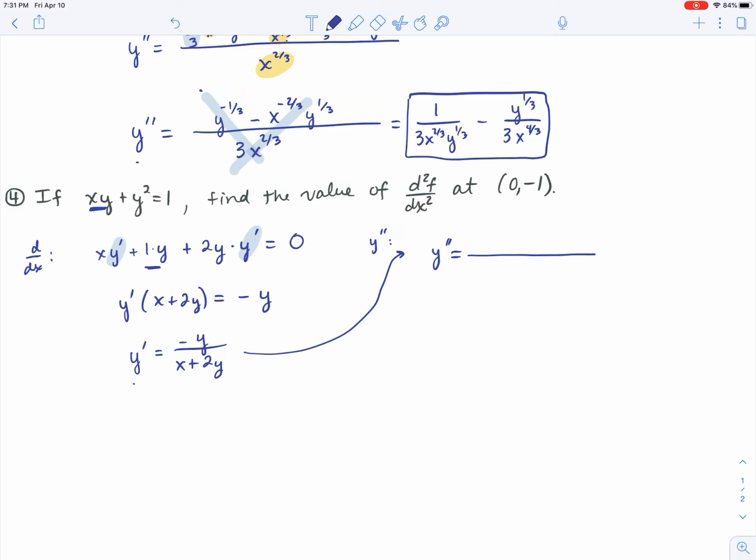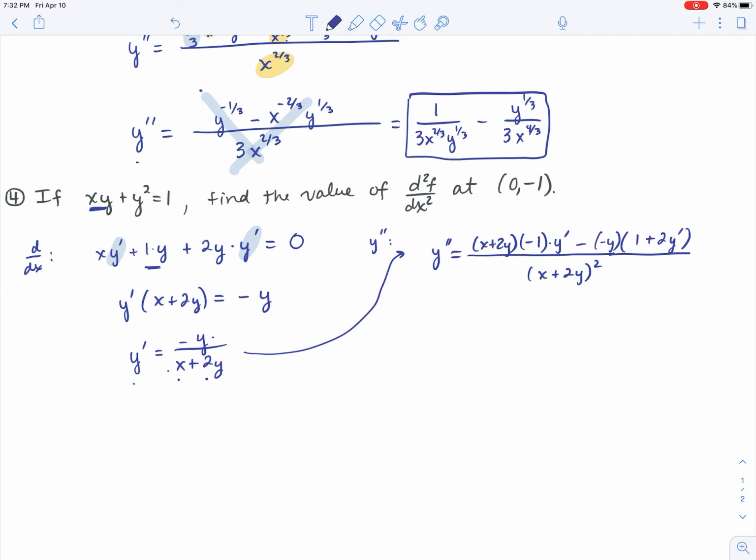So we've got low d high, don't forget the y prime, minus high d low. That's going to be 1 plus 2y prime. The derivative of x is 1, and the derivative of 2y is 2 times y prime because of chain rule. And then over low, low, so x plus 2y quantity squared.